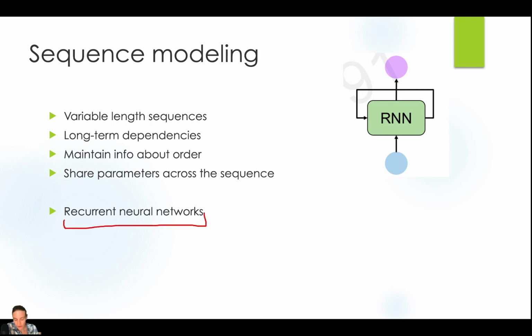And this is what we call recurrent neural networks. Recurrent neural networks take variable length sequences, they try to learn long-term dependencies, and they maintain info about the order. What's interesting is that they share their weight parameters across the sequence. They're typically depicted like this. So instead of just having the neural network arrow here, we have this recurring connection that gives the module a sort of memory, so it can remember the past sequences.